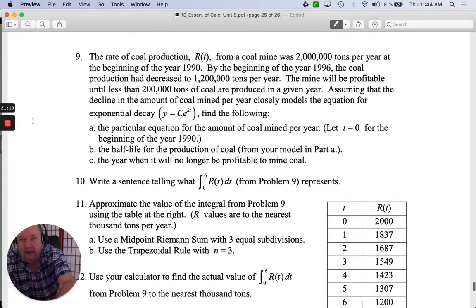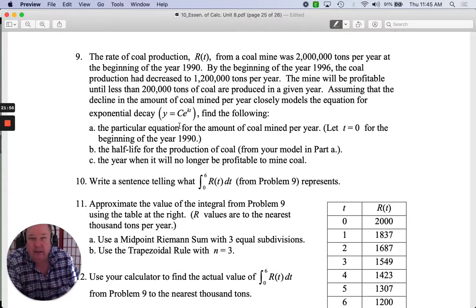So number 9, I want you to read it. So press pause and read it. Then press play. All right, so we're going to start with y equals C e to the kt, the initial production. So the rate of coal production from a coal mine was 2 million tons per year. That's the initial amount, 2 million. So that's going to be what C is, 2 million.